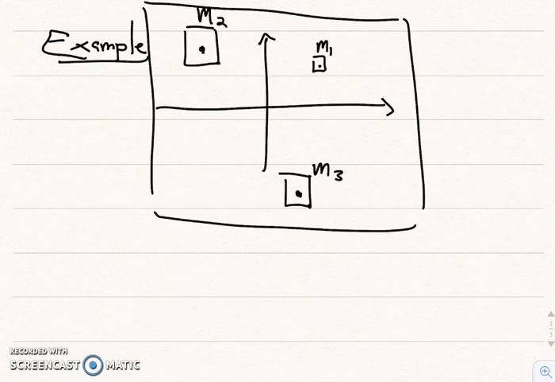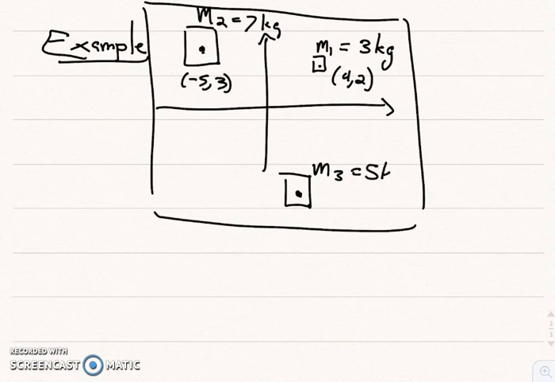We need to keep careful track of the positions of these masses as we did before. Let's add some x and y coordinates. Let's say M1 has a mass of 3 kilograms and is located at x equals 4 and y equals 2. Let's say M2 has a mass of 7 kilograms and is located at x coordinate -5, y coordinate 3. And let's say M3 has a mass of 5 kilograms and is located at x coordinate 3, y coordinate -6. Those look like plausible coordinates, where these are positioned in their various quadrants.